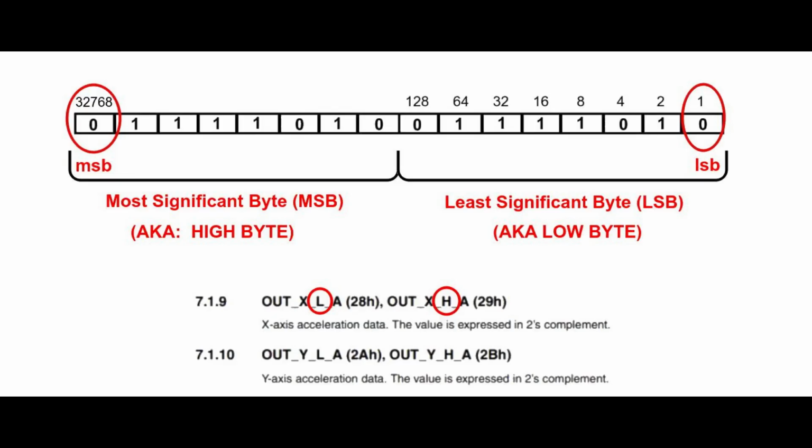If we look back at line 7.1.9 from that data sheet, you'll notice that there is a clue for which is the high byte and the low byte, because there is an L right in the register name. So in this case, at memory register 0x28, that is going to be our low byte, and 0x29 is our high byte.